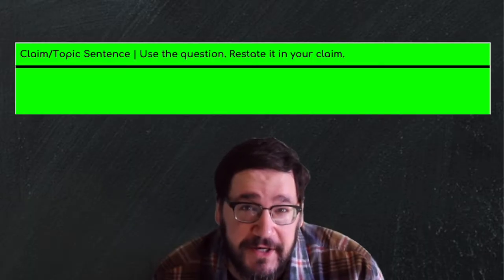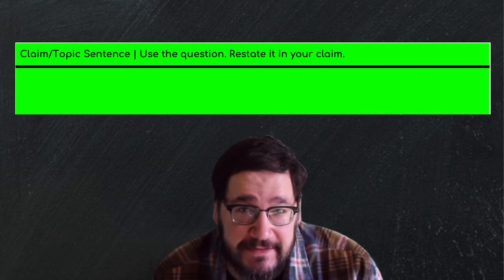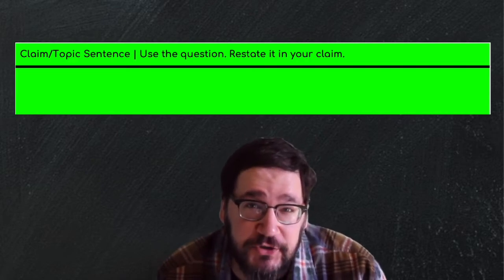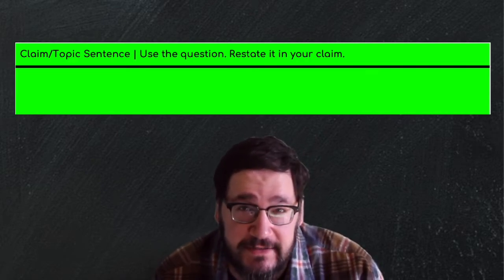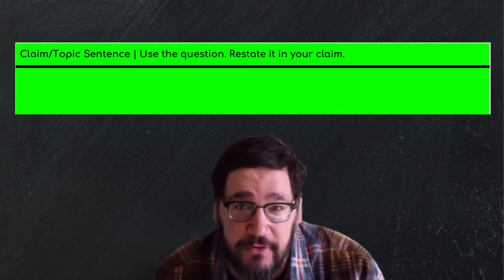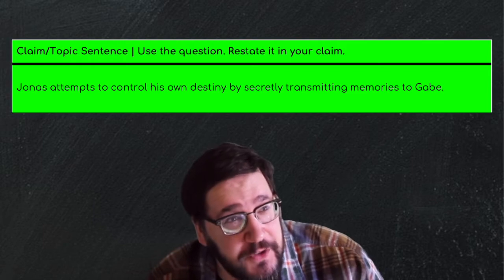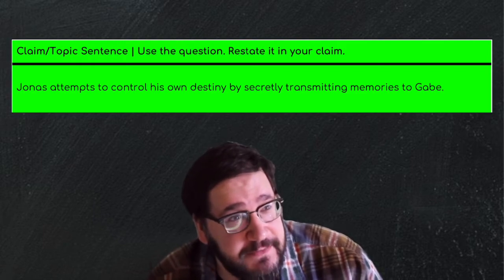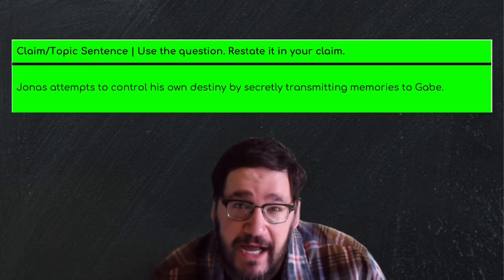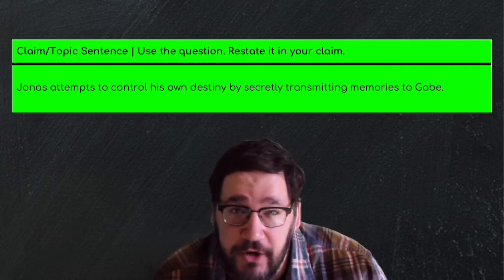Now, let's take a look at my example body paragraph. So here, you see your claim or topic sentence. When you're writing your claim, make sure you use the question in your sentence. You're going to restate it to make your topic sentence. Let's take a look at my example. Jonas attempts to control his own destiny by secretly transmitting memories to Gabe. Your claim or topic sentence is what you're talking about for the entire paragraph.